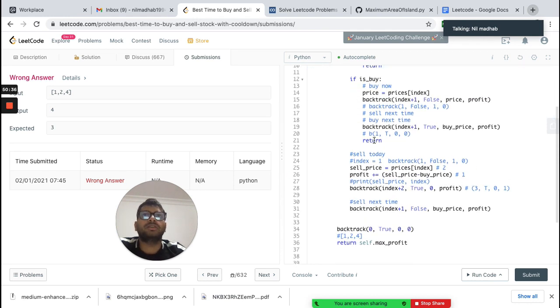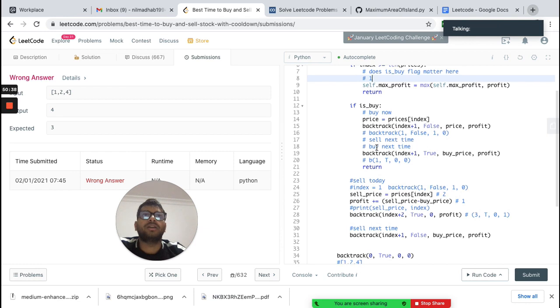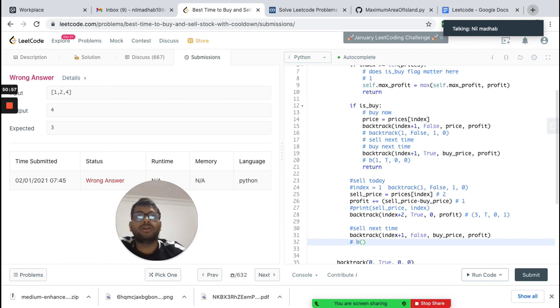Now we have the case of buy. So we have bought it, and again we have this case that we don't sell today, we sell the next day. So it will be backtracking with index 2, and this will be false. Buy price will be 1. Profit will be 0.